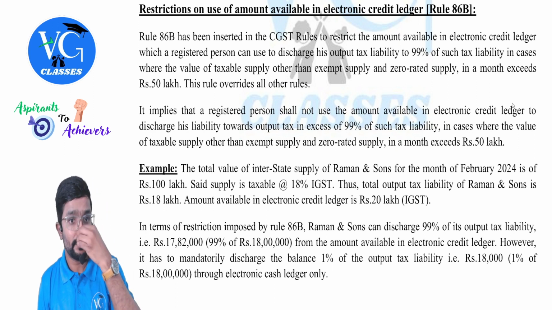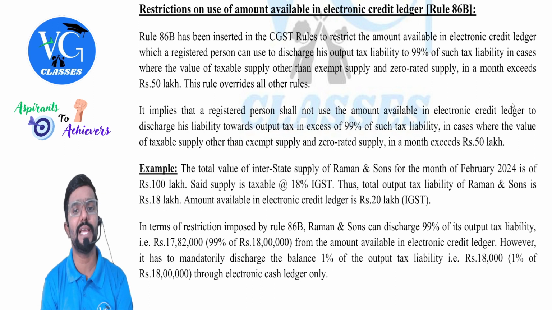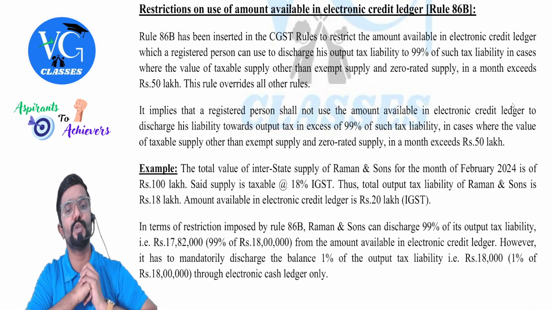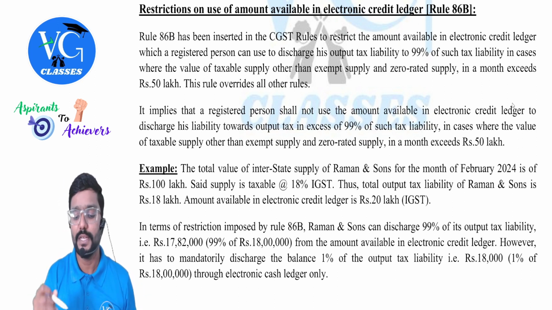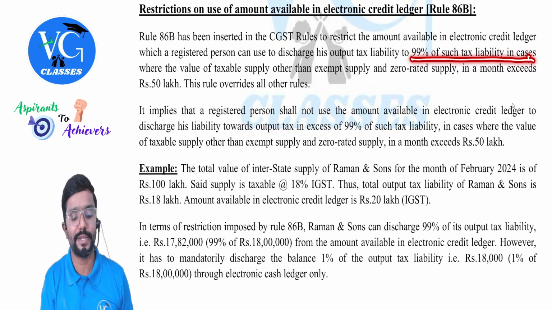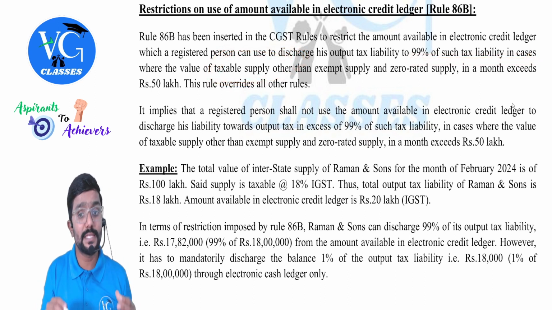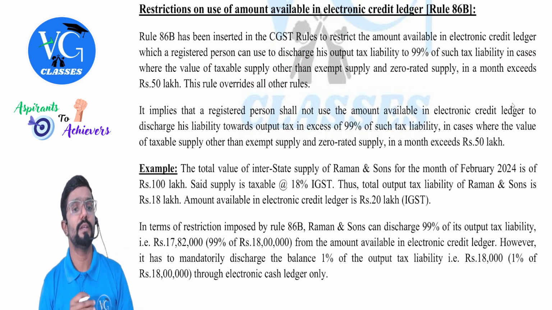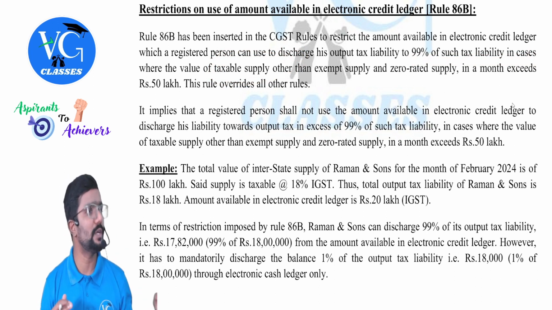Okay, let us see. Restriction on the use of amount available in the electronic credit ledger, which is nothing but input tax credit, guys. Rule 86B, important rule, so please be attentive. Rule 86B has been inserted in CGST rules to restrict the amount available in the electronic credit ledger which a registered person can use to discharge his output tax liability. To how much, guys? 99% of such tax liability, in cases where the value of taxable supply other than exempt and zero rated supply in a month exceeds 50 lakh. This rule overrides all other rules.